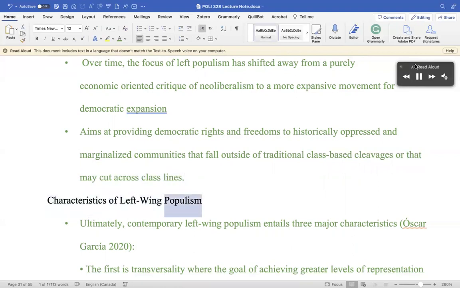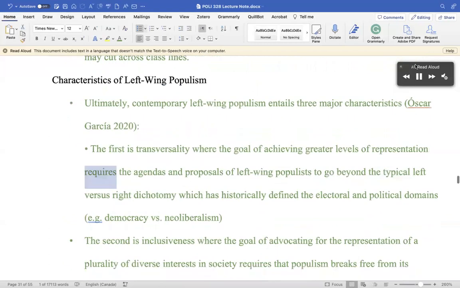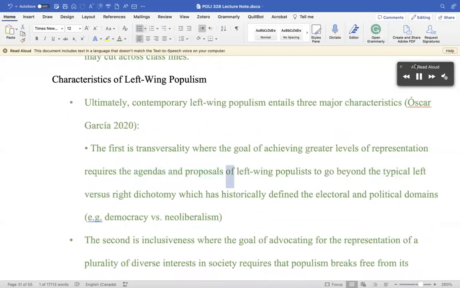Characteristics of left-wing populism. Ultimately, contemporary left-wing populism entails three major characteristics (Oscar Garcia, 2020). The first is transversality, where the goal of achieving greater levels of representation requires the agendas and proposals of left-wing populists to go beyond the typical left versus right dichotomy which has historically defined the electoral and political domains, e.g. democracy versus neoliberalism.